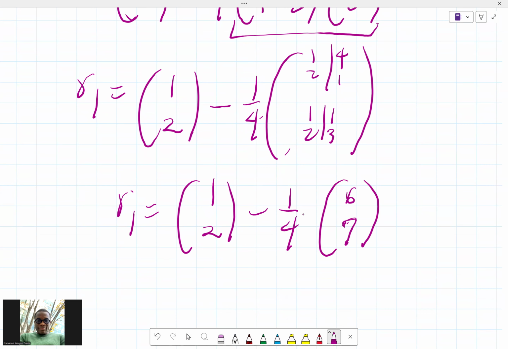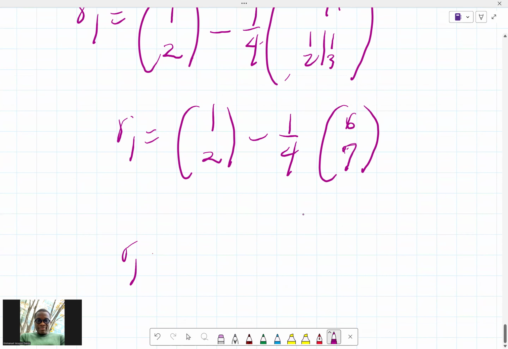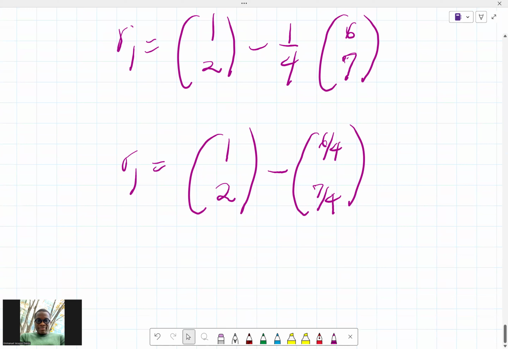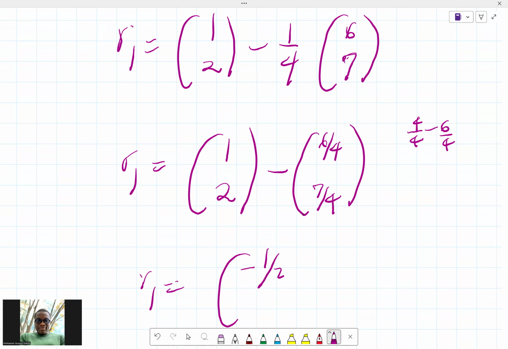The 7, so that we have R1 to be equal to 1 over 2, 1, 2 minus 6 over 4, 7 over 4, okay? So we have R1 now to be, let's quickly do this. 1 minus 6 over 4. I think it's easier since we know that 1 is 4 over 4. So 4 over 4 minus 6 over 4. That's minus 2 over 4, which is minus 1 over 2.